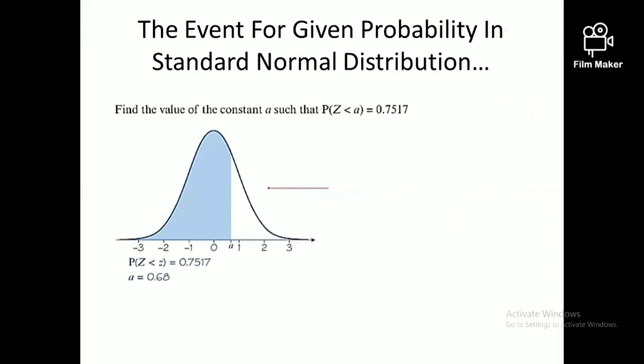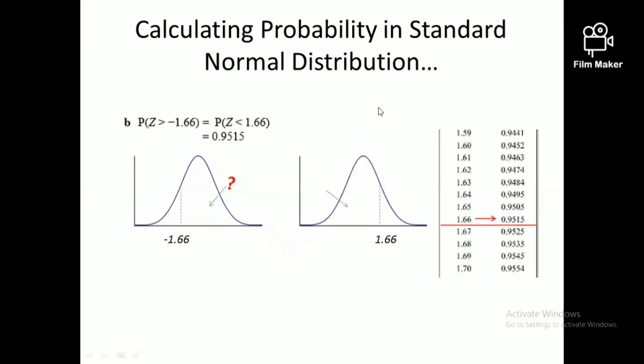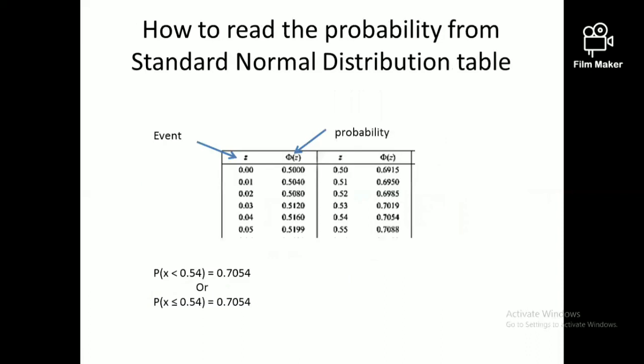Then the next part is we need to find the value of the constant A such that the probability of Z is less than A is 0.7517. If you happen to find this value, this is Z is less than A. What you need to do is look for the value 0.7517 in the table.